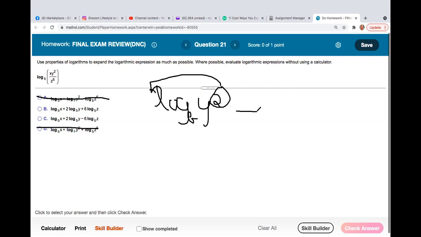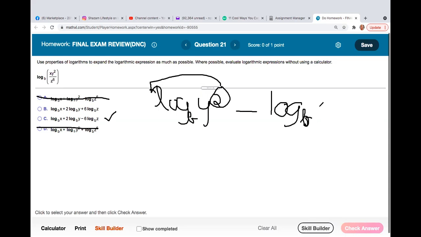Additionally, guys, this is being divided by z to the 6th. Division becomes subtraction. So since division is subtraction, I'm left with these 2 answer choices right here. So there's only one possibility it could be. And then what you have to realize is that the exponent on the z is going to become the coefficient of the log.